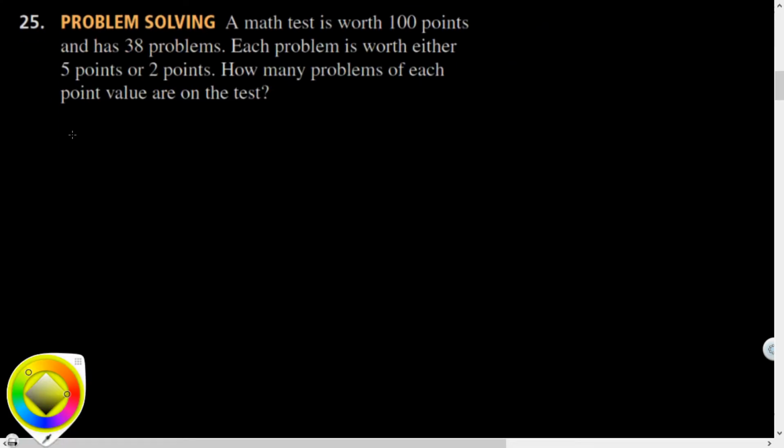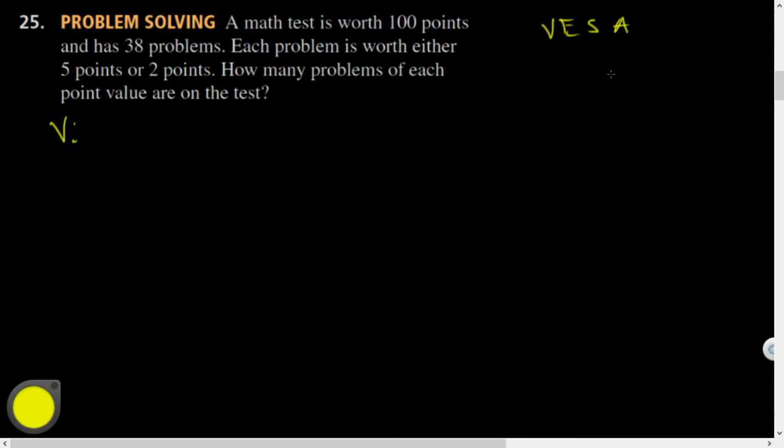Okay. So I'm going to use the VESA method, right? Define my variables, write my equations, solve those equations, answer the word problem with a word answer. It says the following: a math test is worth 100 points and has 38 problems. Each question, or problem rather, is worth either 5 points or 2 points. Then they ask how many problems of each point value are on the test.